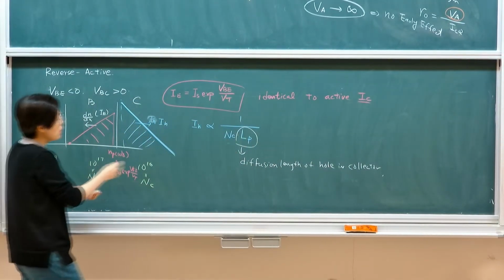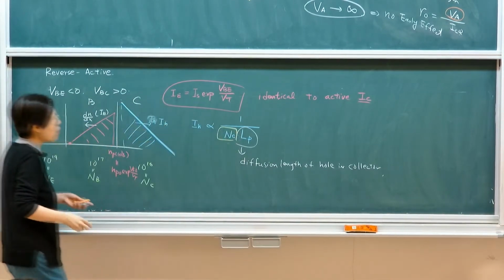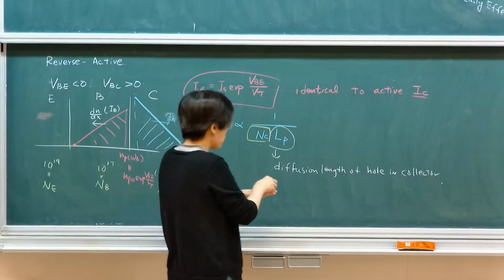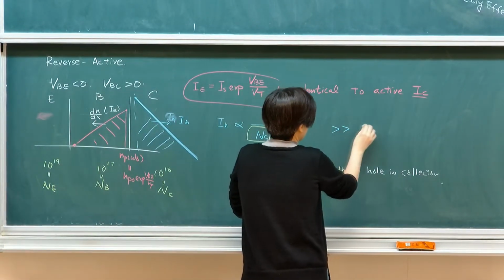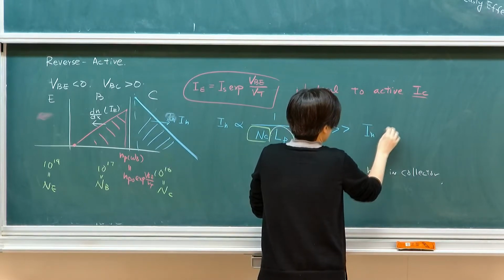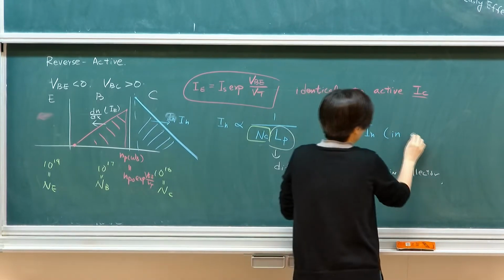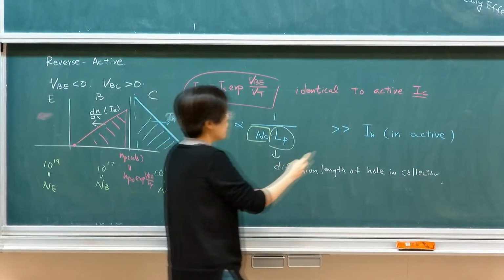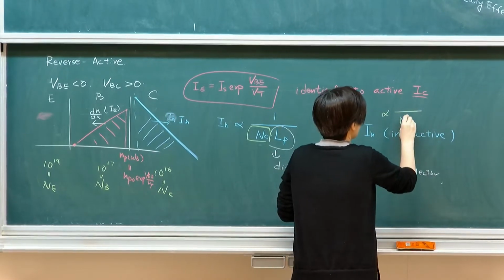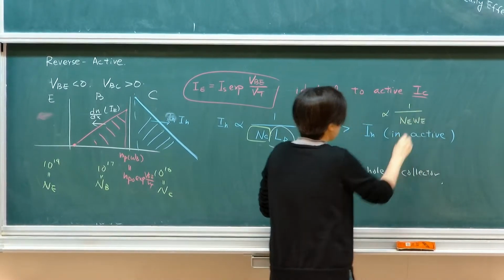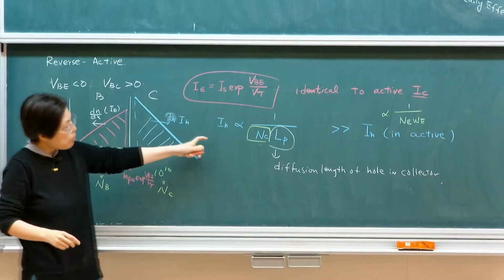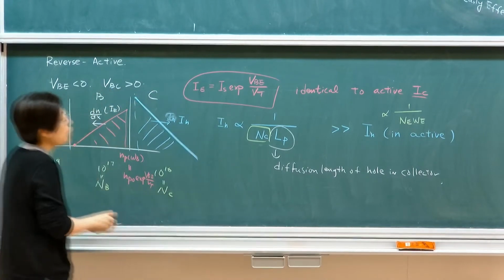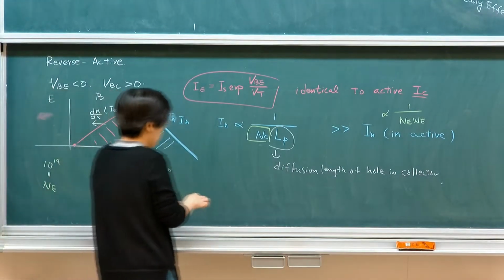One of the key important things is this. Because we have a very lightly doped collector, your IH will be much, much larger. Remember, the IH in active is inversely proportional to NC. Remember our exercise, right? So this will be much, much larger because the collector is lightly doped. Therefore, you would then have a very poor beta.